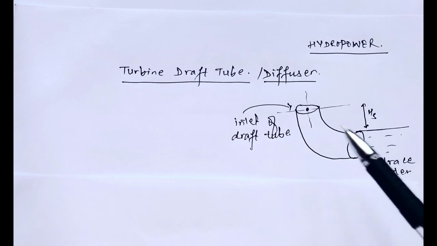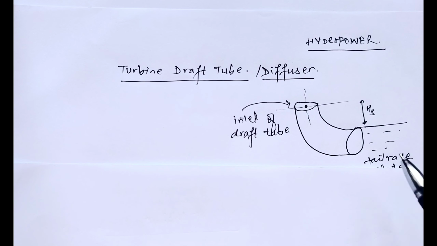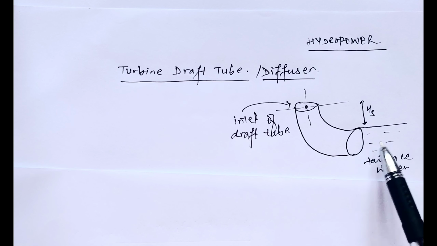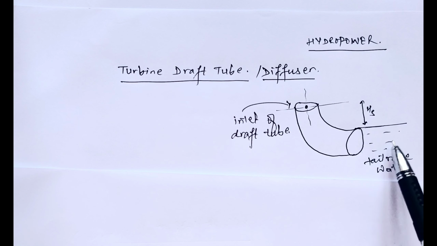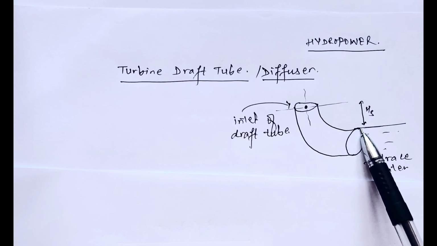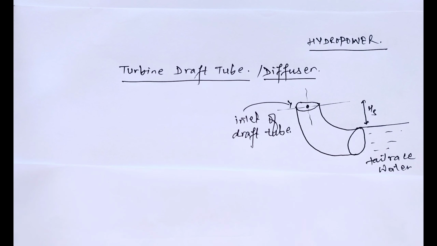In this figure, this point is the exit point of the turbine or the inlet of the draft tube, and this one is the outlet point of the draft tube, where the outlet point is inside the tail race water. This one is the tail race water level. Now from inlet of the draft tube to the exit of the draft tube, the height fall is said to be HS. Now let's talk about the key features of the draft tube.